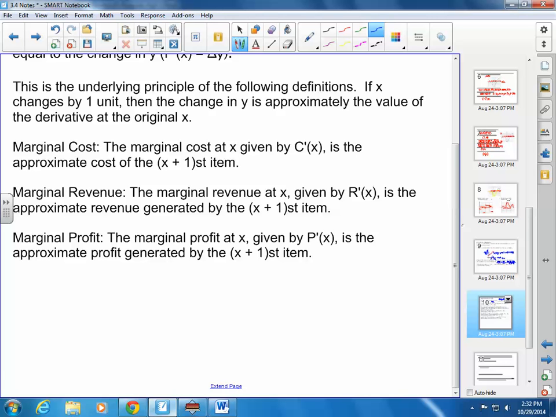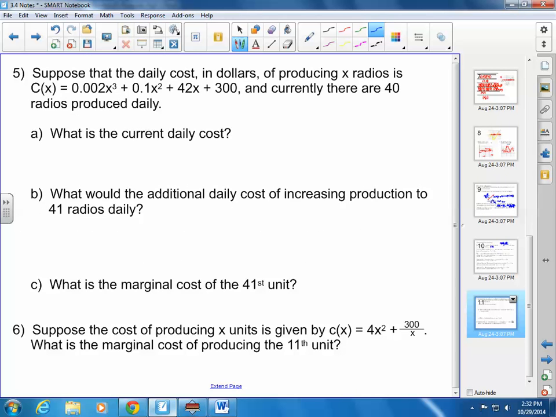I know, the definitions are kind of gibberish, but basically, if I ask for marginal cost, it's the derivative of the cost function. Marginal revenue is the derivative of the revenue function. Marginal profit is the derivative of the profit function. What's the cost function? They're going to give it to you. So suppose that the daily cost in dollars of producing x radios is C of x equals this.